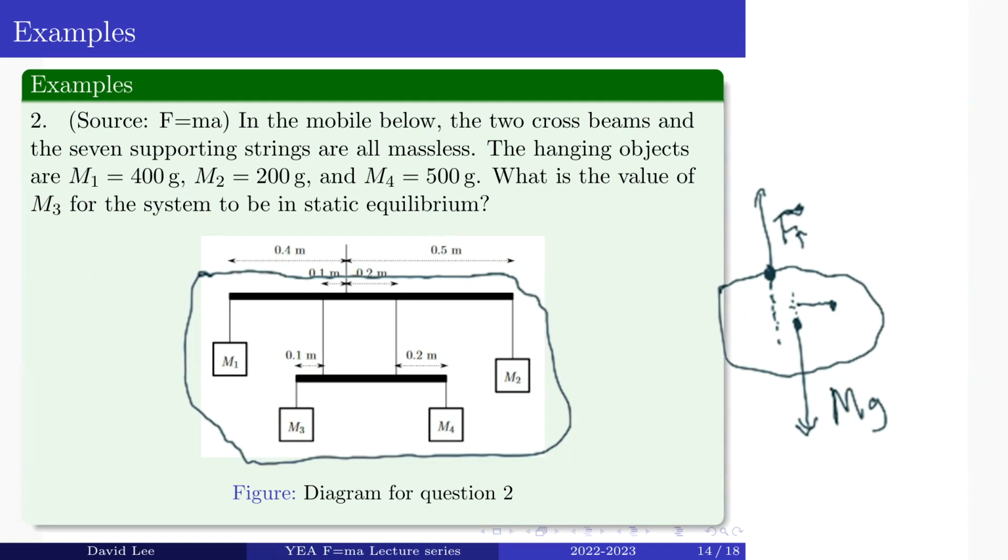So what this really just means is that they have to be on the same vertical line, because that's the only way that the lever arms of these two forces will always be the same, right?